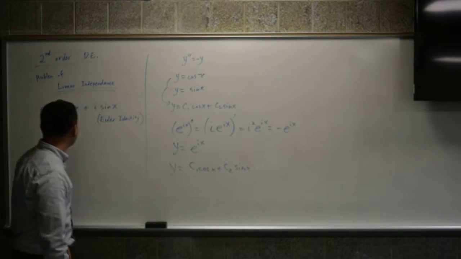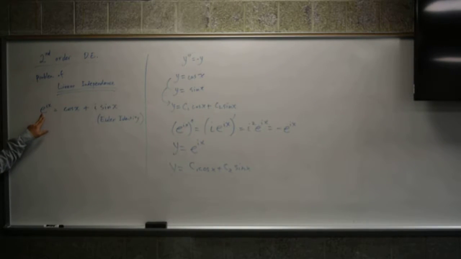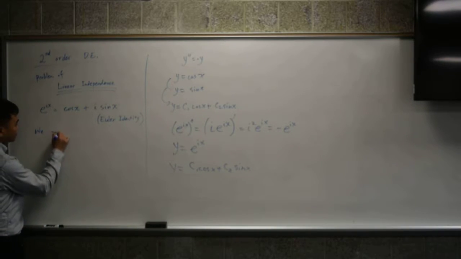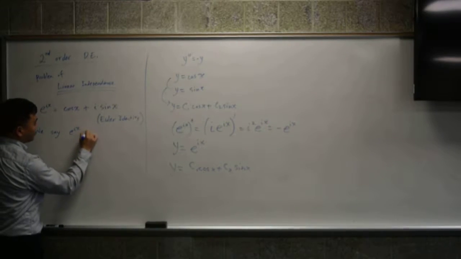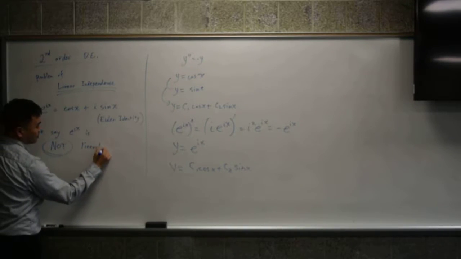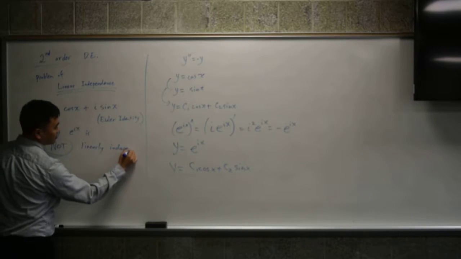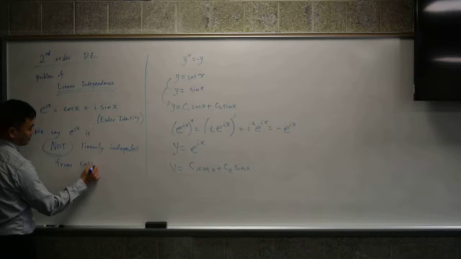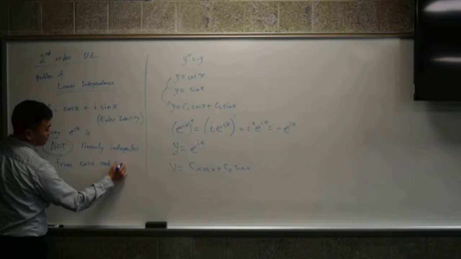So the question is: is e to the ix expressible or not as a linear combination of the other 2 functions? And the answer is yes. In this case, the mathematical word that we use is the following. We say e to the ix is not linearly independent from cosine x and sine x.